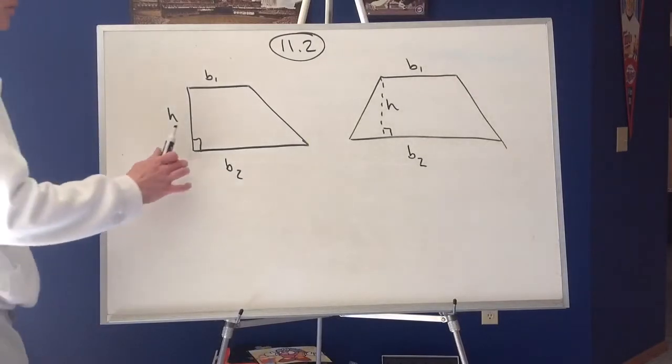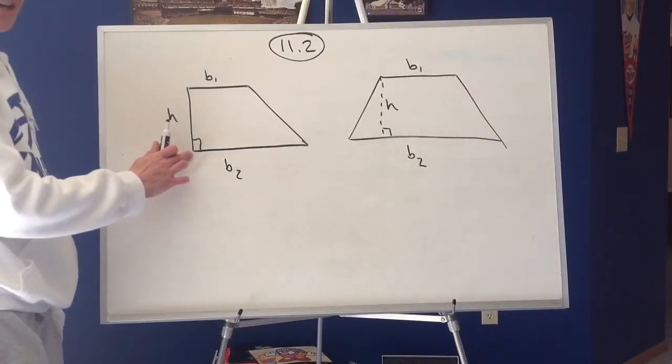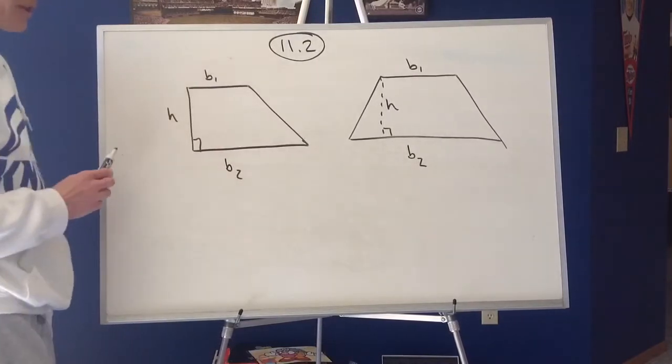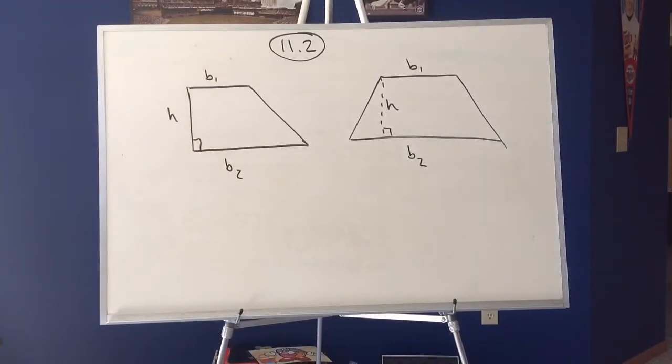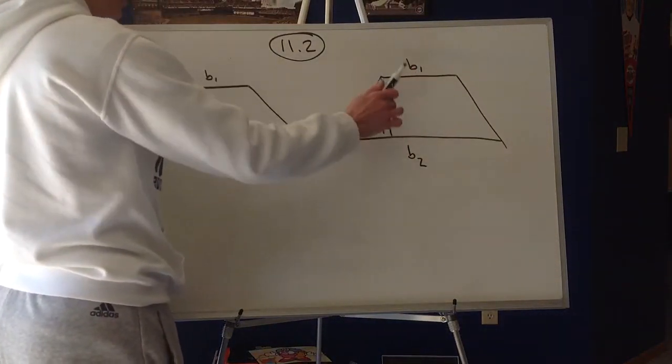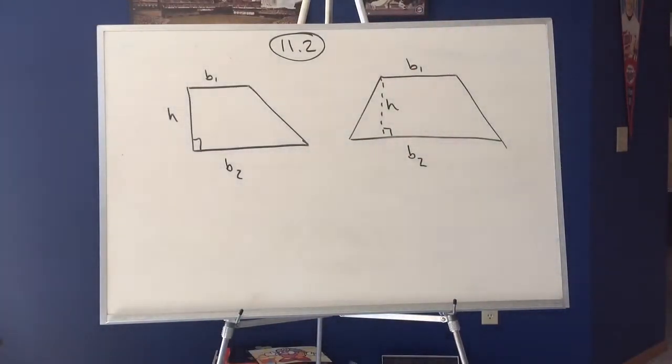One type of trapezoid, we already have the right angle. That's always nice. If we have the right angle, then the height is already going to be perpendicular to your two bases. Otherwise, if not, you've got your two bases, you may have to draw in the height on the inside. We'll look at that as well today.